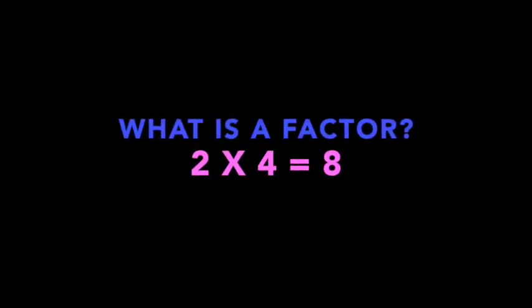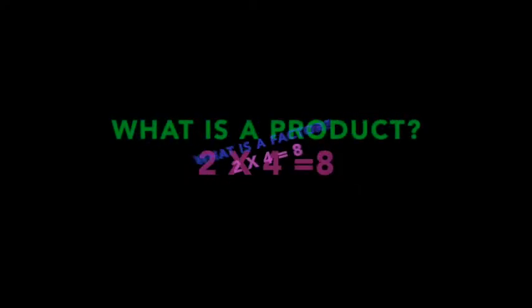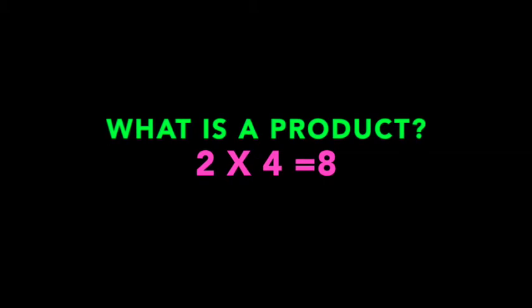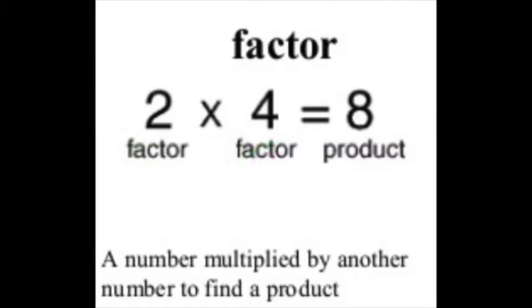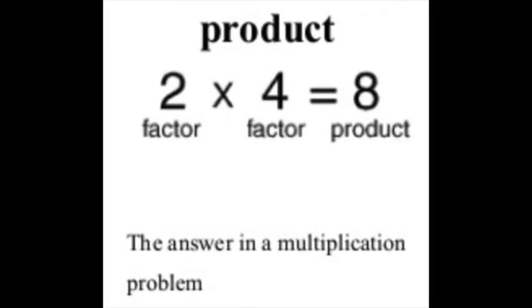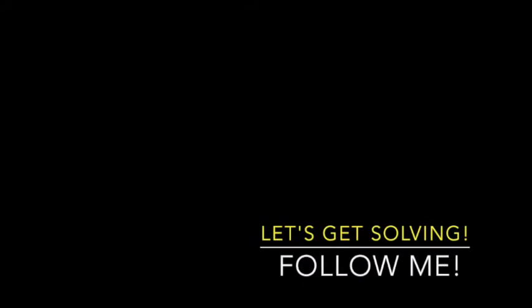Let's review our vocabulary. What is a factor? When looking at this multiplication sentence, which numbers are our factors? What is a product? In looking at this sentence, which one of those numbers is the product? Remember, the factors are the numbers that we are multiplying together. So 2 and 4. The product is the answer in a multiplication problem. So with the number 8. When we multiply, we are multiplying a number of sets times the number in each group to find the number in all. Let's get solving.